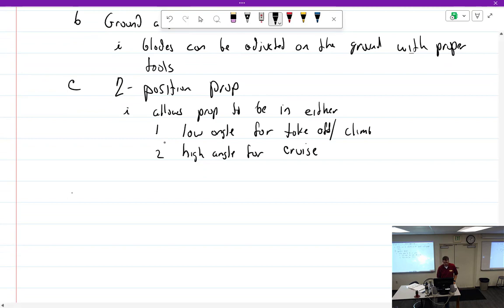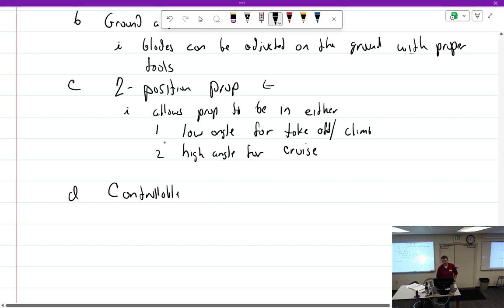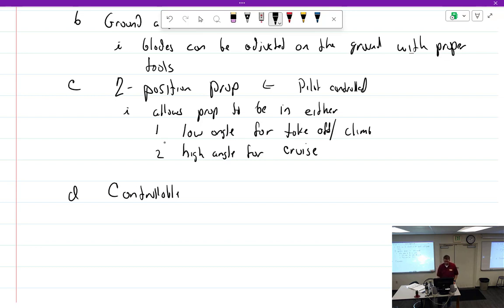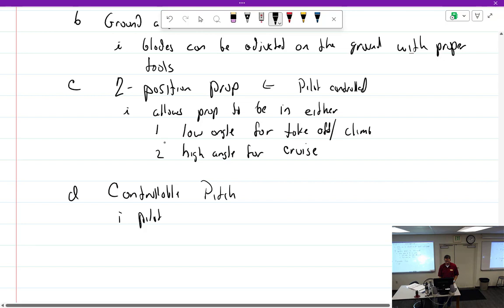And we've got A, B, C, D, the controllable. Technically speaking, this two-position prop is pilot controlled. We'll get into it. Pilot's got a lever, high, low. Controllable pitch. That is, a pilot can control the pitch of the blades.